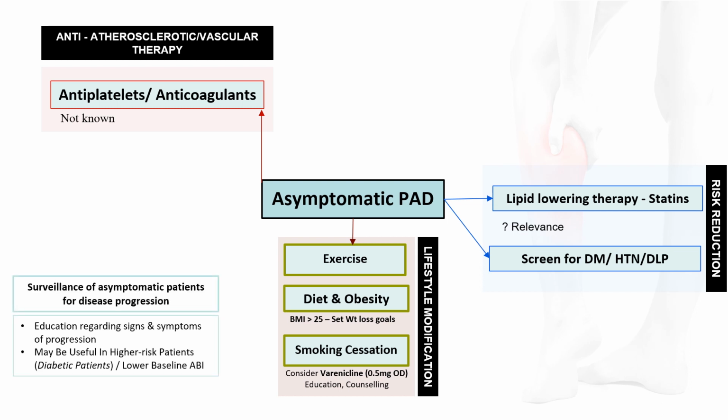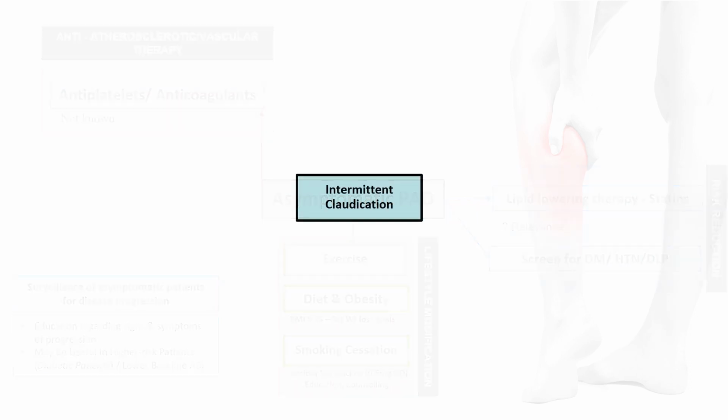Now, this subset of patients generally do not require surveillance, but you need to educate them with regard to the signs and symptoms. You can keep the higher risk patients, like diabetic patients or patients who already have a lower baseline ABI, on follow-up if you need to check for progression.